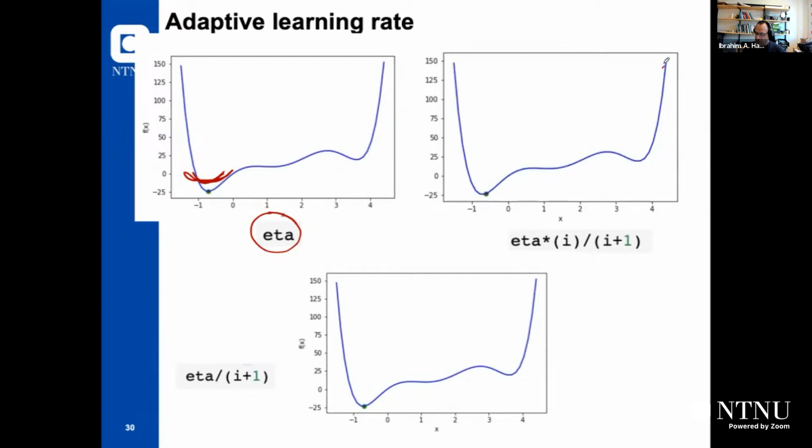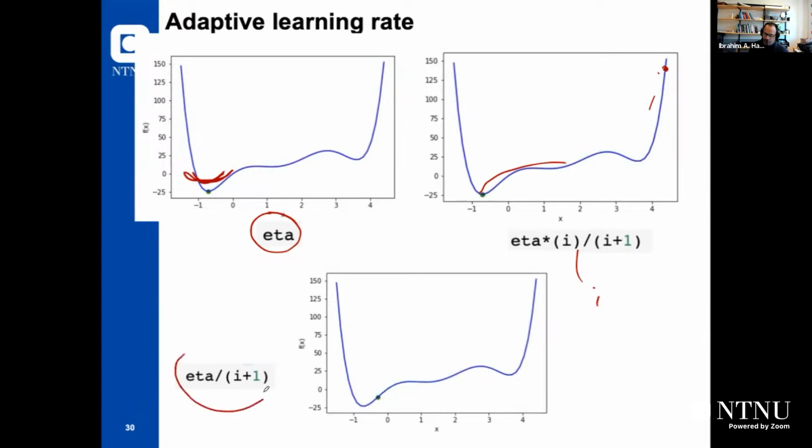For example, when we are starting from here, we try to start with a large value, correct? And when we are close to the solution, we will try to reduce our eta value. So in this case, just multiplying eta by I and dividing it by I plus 1, where I is the iteration number. So in the first iteration, I equal 1, for example, eta will equal eta divided by 2. In the second iteration, it will be 2 times eta divided by 3. In the third, it will be 3 multiplied by eta divided by 4, and so on. So in this case, the value of eta will decrease with time.